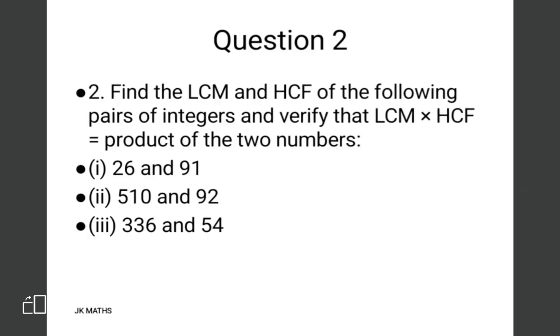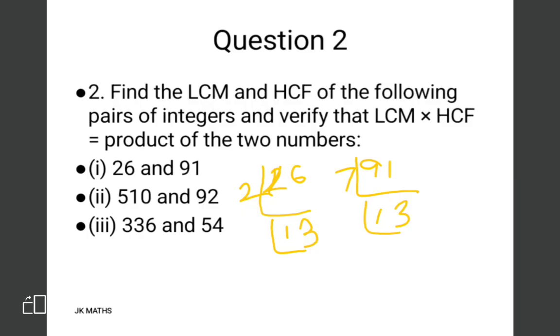So first sum, 26 and 91. First we shall find the LCM of each number. For that we should do the prime factorization of each number. 26 is 2 into 13, and 13 is a prime number, we can't divide it. Let's go to 91. For 91 we can take the 7 table, 7 ones are 7, 7 thirteens are 91, and 13 is again a prime number. So the prime factorization of 26 is 2 into 13 and 91 is 7 into 13.